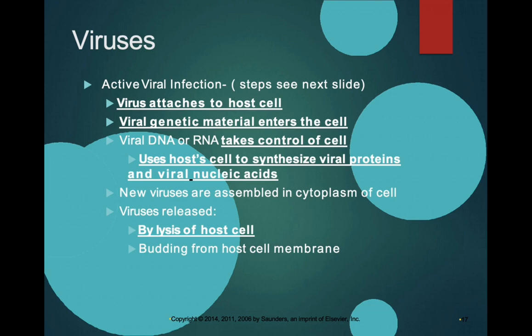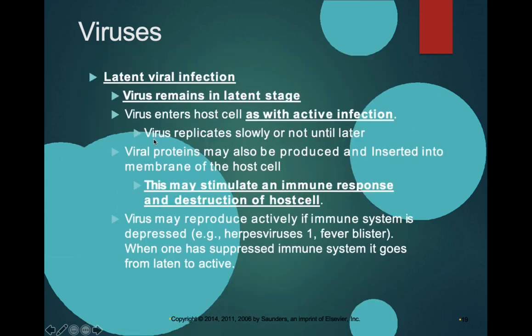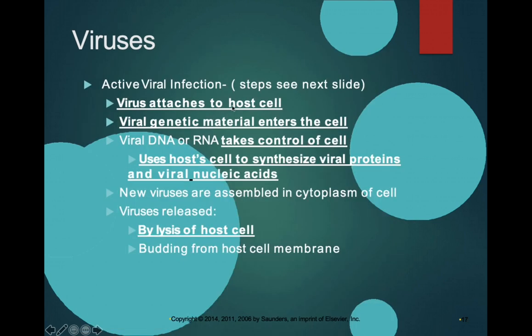So what happens? The virus will attach to the host, right? So here is the virus, and it's attaching to the host. Sorry, let me go back. The virus attaches to the host cell. The viral genetic material enters the cell, and the viral DNA or RNA takes control of the cell. It hijacks it. It uses the host cell to synthesize viral proteins and viral nucleic acids. The new viruses are assembled in the cytoplasm of the cell, and then the virus is released.